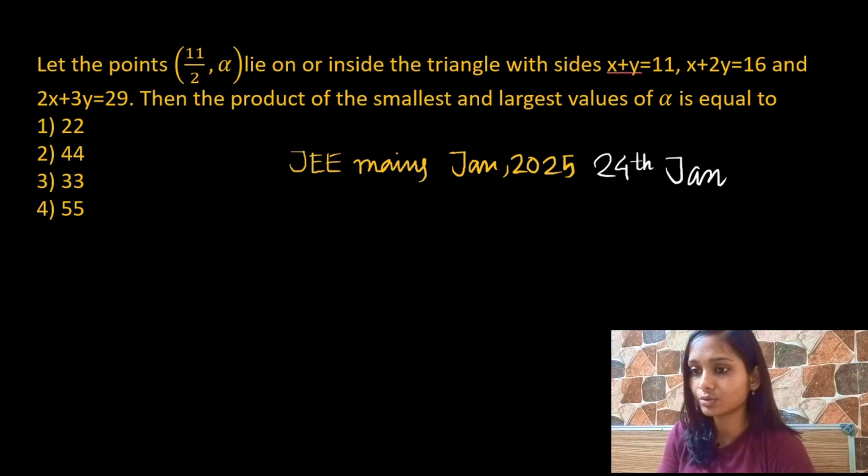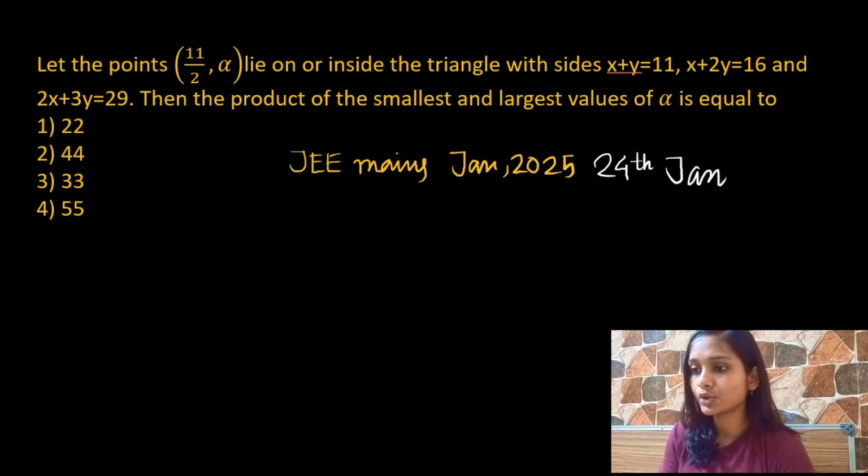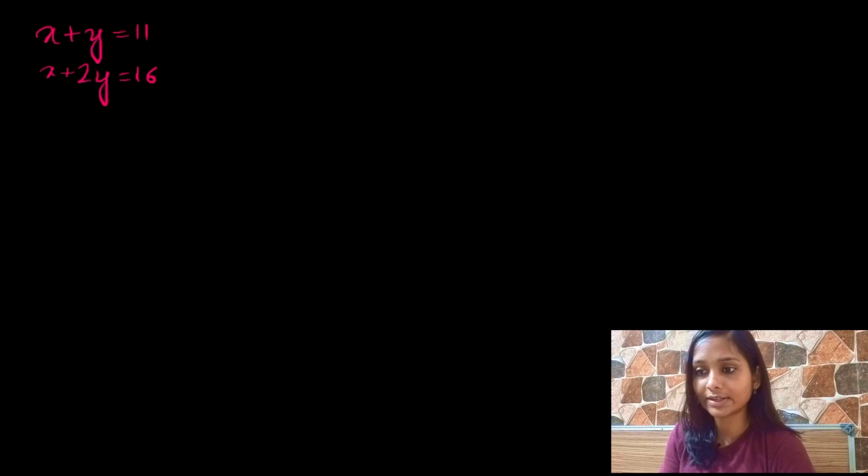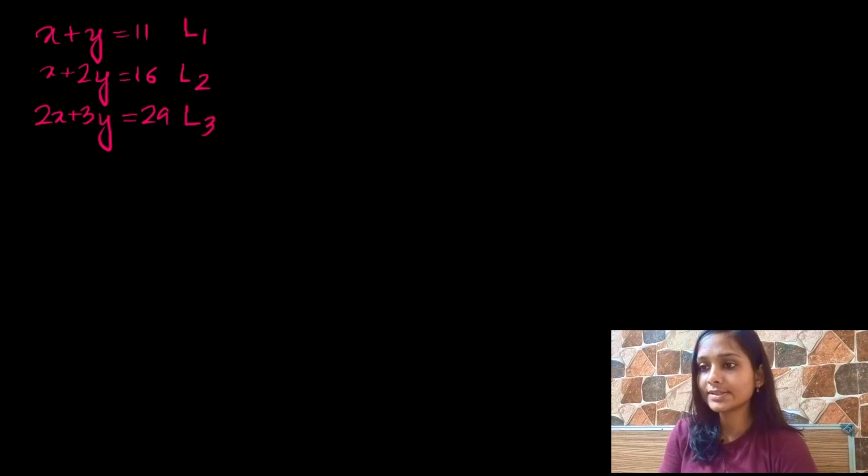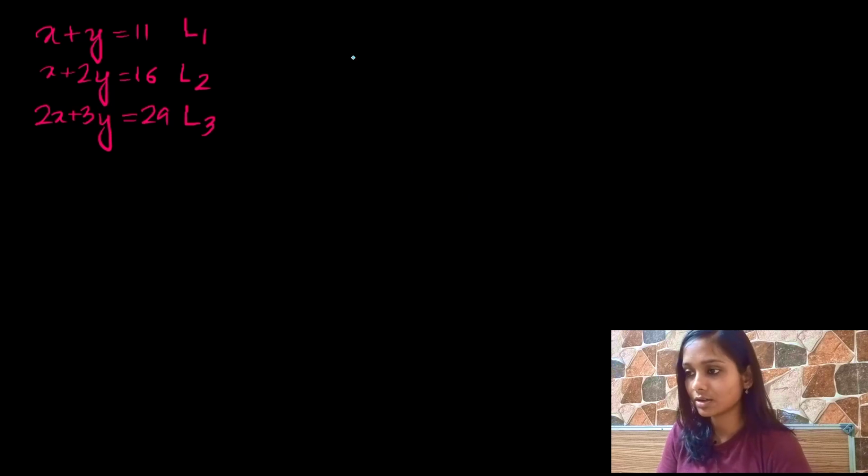So let me first write down the equations, which is x plus y equals 11, and there is x plus 2y equals 16, and another one is 2x plus 3y equals 29. I'm naming them as L1, L2 and L3. So first let me draw these three equations.